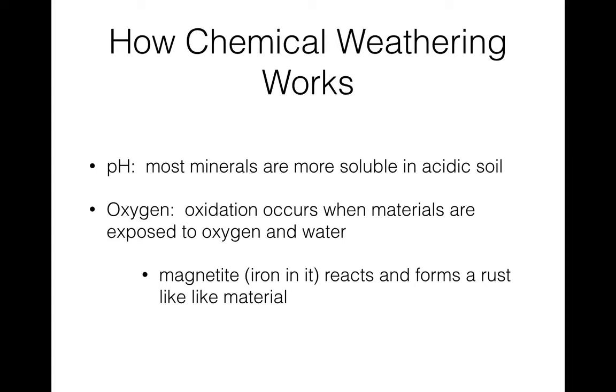Next is exposure to oxygen. We call that oxidation. And for oxidation to occur, just like if you remember from our last test, you have to have some type of iron or metal, you need to have water, and you need to have air. So an example of that is magnetite. It has iron in it. It can react with water and oxygen and form a little bit of a rust-like material on it. So that is what oxidation is, and that is a definite example of chemical weathering.